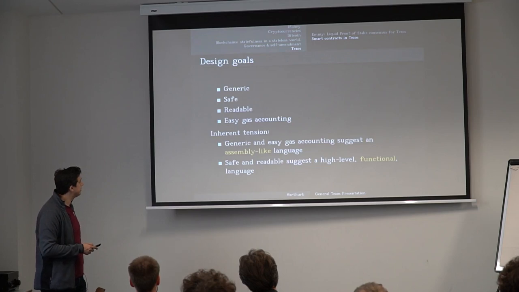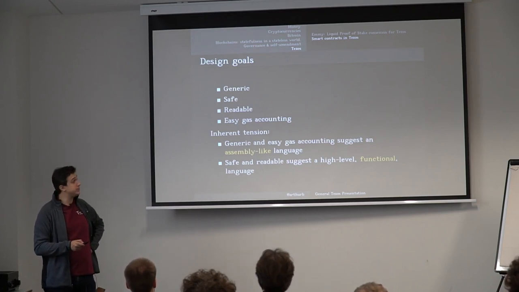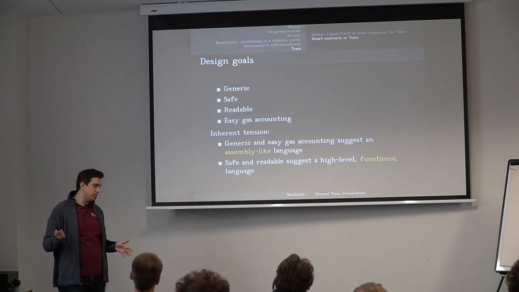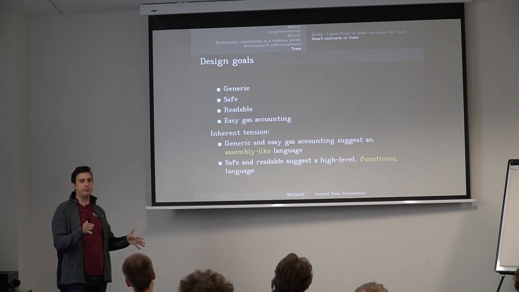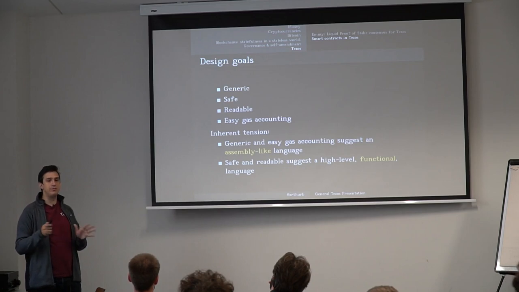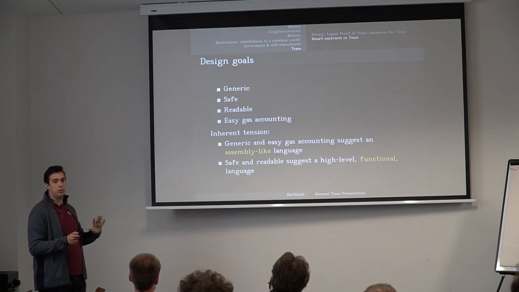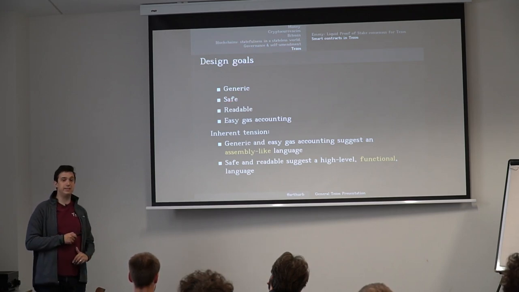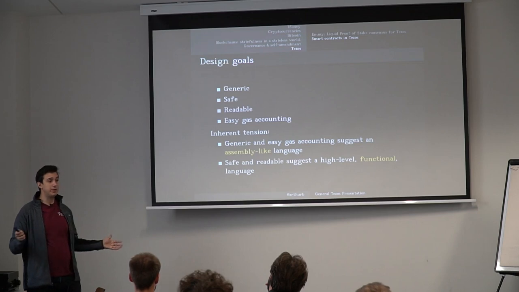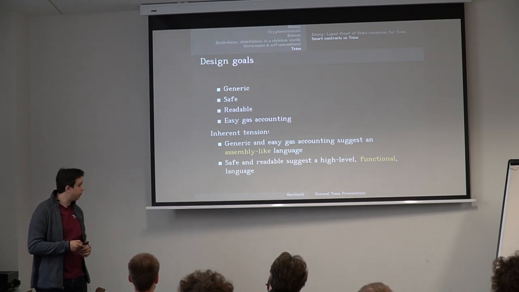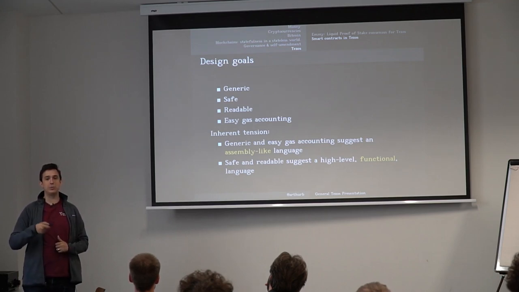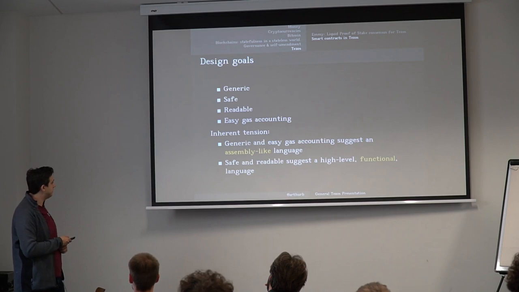So the design goals for the language in Tezos were that it should be generic. You want to be able to do anything. So you don't want to just start with a domain specific language for contracts or finance, because you can use smart contracts for many different things, and you don't want to take too strong of a view of what it's going to be used for. You want something that's safe, and that means at least type safe. You want something that's readable, because people will look at the contracts and try to understand what it's doing. And you want easy gas accounting, so you have a chance to count the resources that the execution of a contract is using.